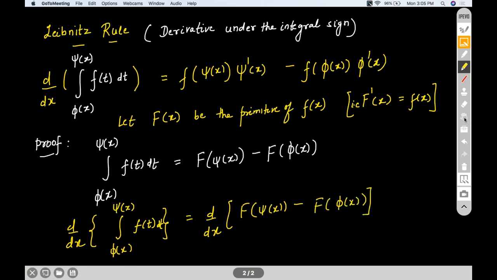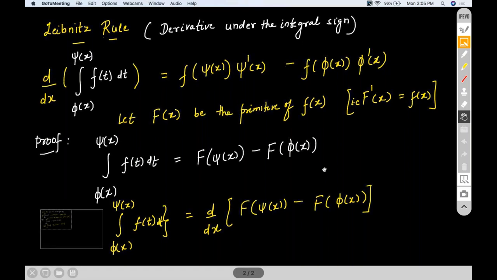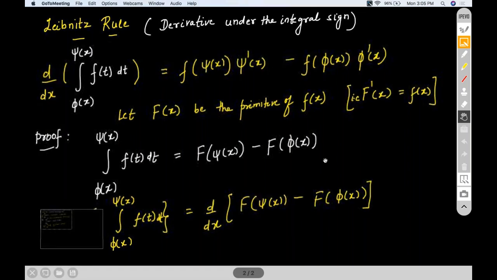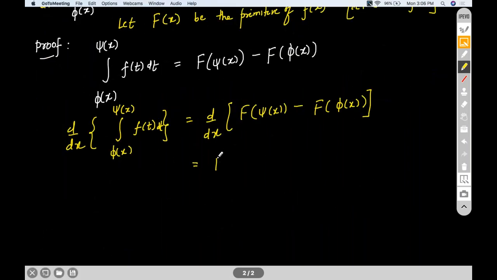Yes or no? Correct. Now, if you differentiate such a function, we need to use our chain rule for that. So we write it as F dash psi x into psi dash x minus F dash phi x into phi dash x. So far, so good. No problem in understanding this.